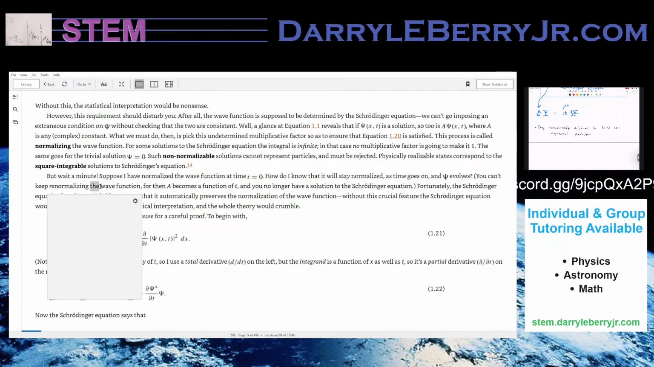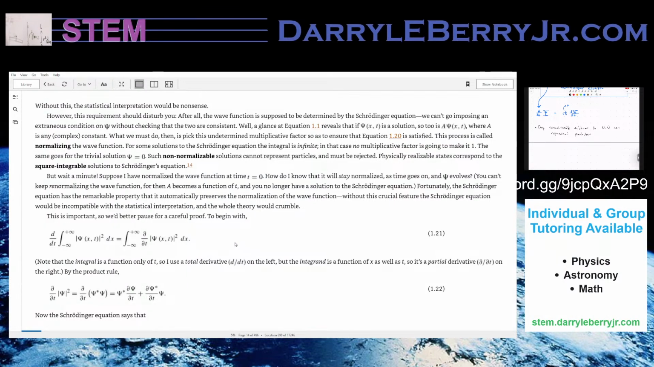But wait a minute on this paragraph here. Suppose I have normalized the wave function at time t equals 0. How do I know that it will stay normalized as time goes on and psi evolves? You can't keep renormalizing the wave function, or then A becomes a function of t, and you no longer have a solution to the Schrodinger equation. Fortunately, the Schrodinger equation has the remarkable property that it automatically preserves the normalization of the wave function. Without this crucial feature, the Schrodinger equation would be incompatible with the statistical interpretation, and the whole theory would crumble. This is important, so we had better pause for a careful proof.